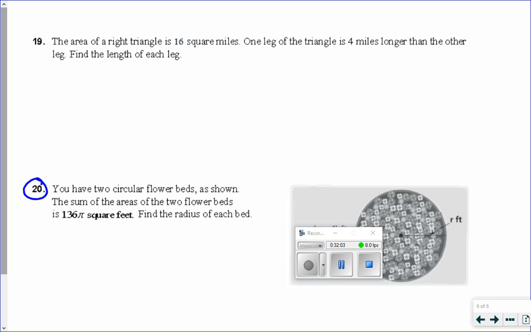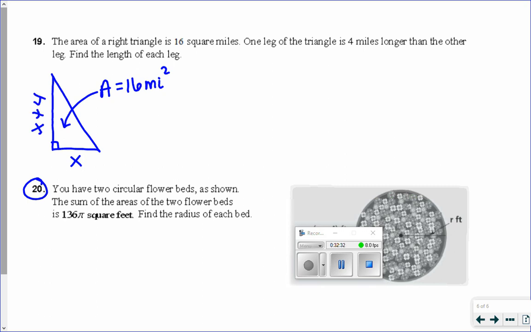So when they don't provide it, the first thing I'm going to tell you is always draw a picture, right? So let's draw a picture of a right triangle. When they talk about the legs, they're talking about the two shorter sides. So we know that this triangle has an area in here of 16 square miles. And we know that one leg is 4 miles longer than the other. So I don't know anything about this leg, but I know the other one is 4 miles longer, so x plus 4. It's 4 more than the other one.